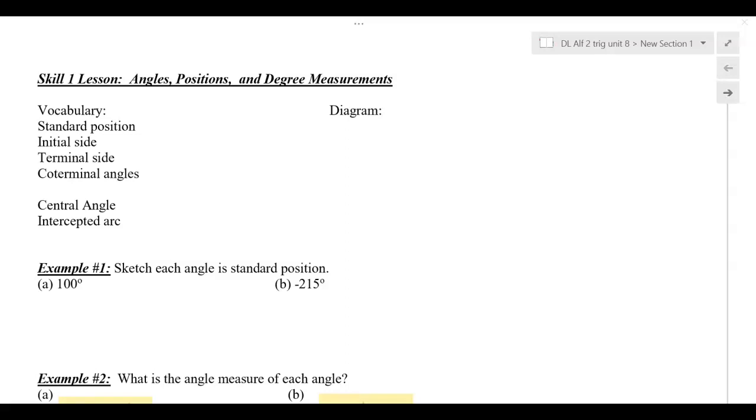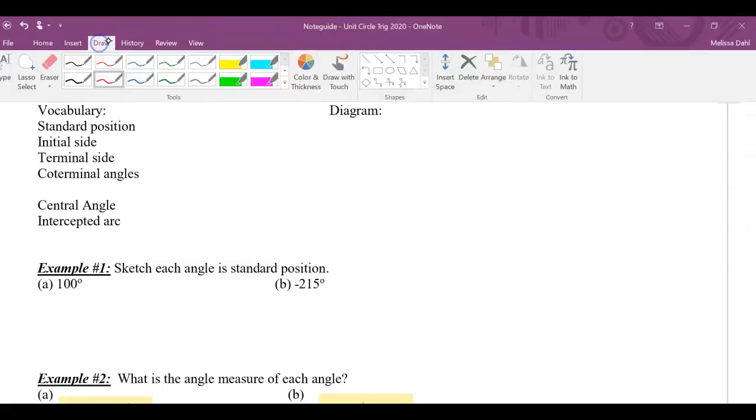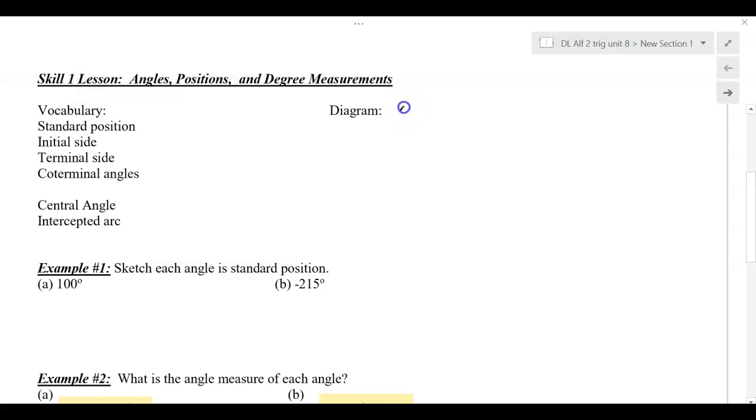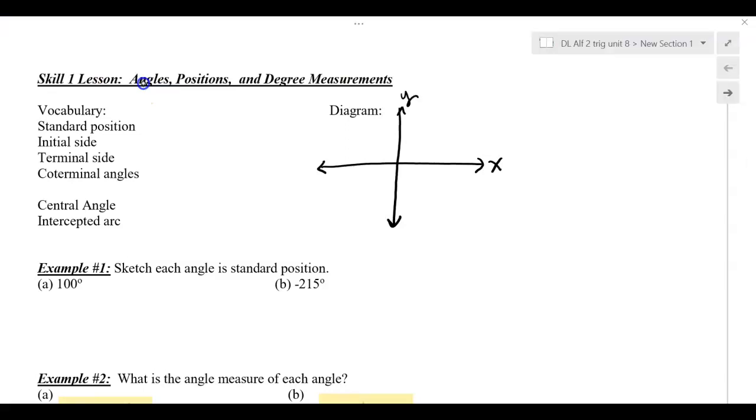All right, guys. The first lesson that we're going to talk about is angles, positions, and degree measurements. So we're going to compare these to a circle. Most of you know that a circle has 360 degrees, but we're going to think about this circle being centered on the coordinate plane. It's like you have your normal x and y axis, and the purpose of these is to give us two things. They give us direction and they give us coordinates.